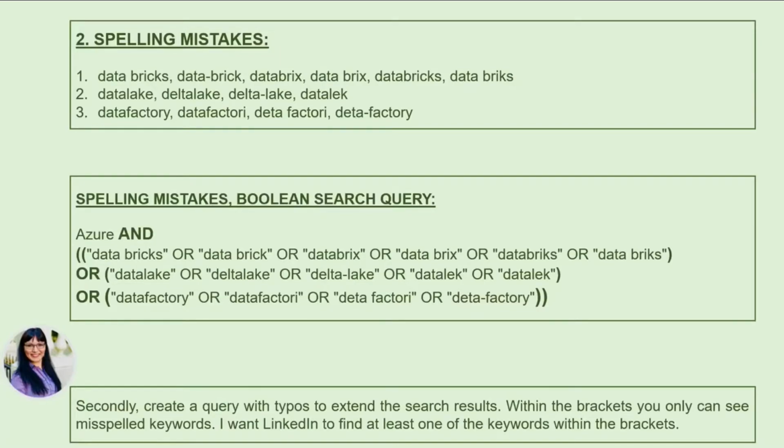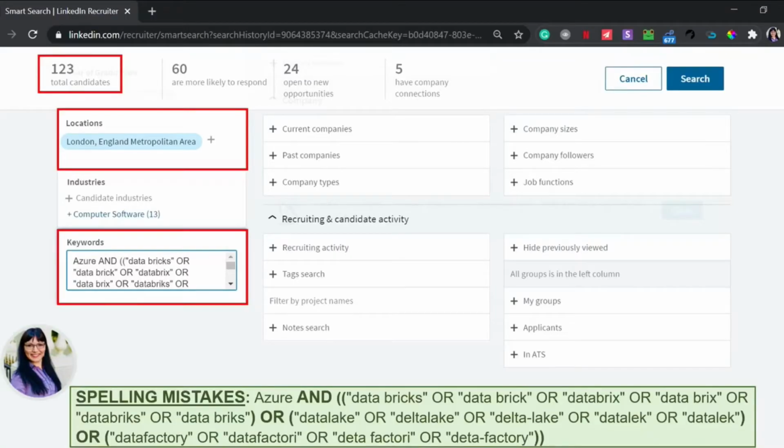With the spelling mistakes query, you can extend your search results and find those candidates who are barely approached by other recruiters. 123 candidates misspelled one of the keywords, so it's recommended to use this technique to find more candidates.